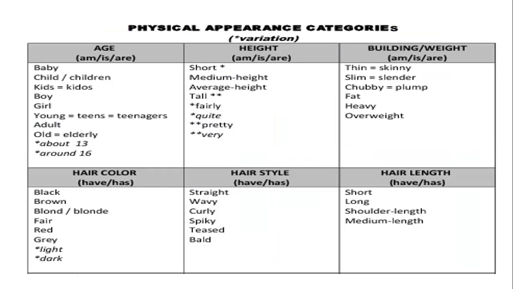And when I'm going to talk about my age, for example, we have learned that we say I am, ¿verdad? Or he is, or she is, or they are. For example, the baby is 9 months old. The child is 7 years old. The kids are 12 years old. The boy is 8 years old. The girl is 10 years old, and so on. So when we say young, we are referring to, or it is equal to, teens or teenagers, right? And when we talk about adult people, we say old equals elderly.